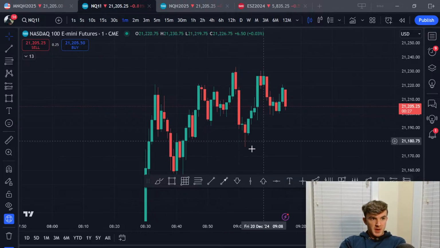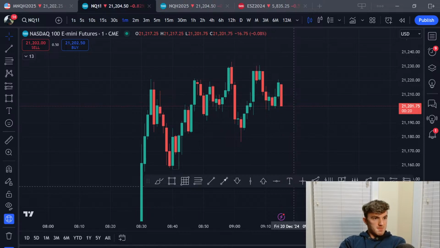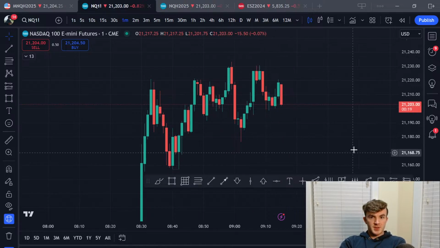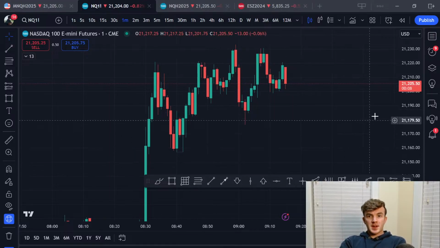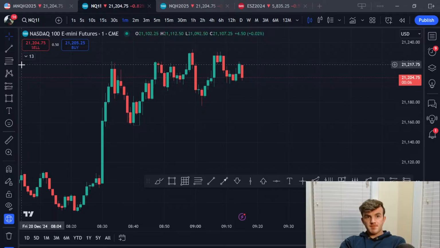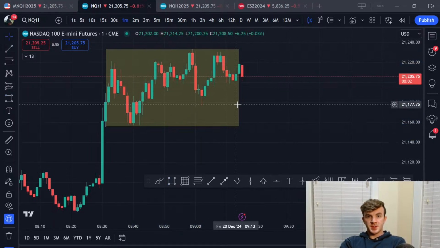Bullish SMT with YM here. We still have those equal lows on NASDAQ. You can see those right here. And right now, market's in a consolidation. That's a big issue.